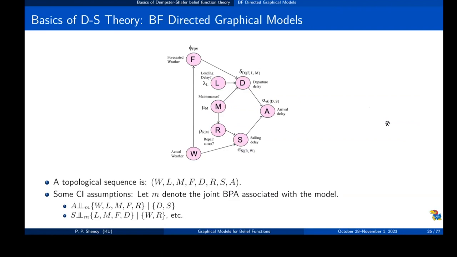So this can be easily shown, what I just told you. It follows from the definition of independence. For example, for W and L, there's no independence assumption there because it's complete here. It's a complete graph.